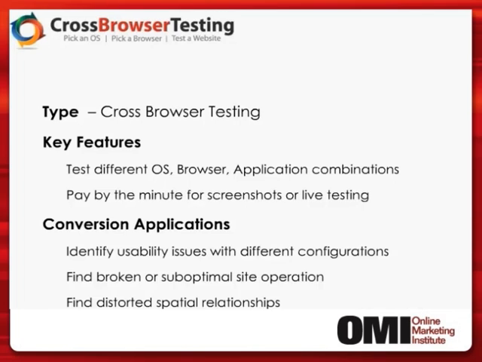And the beauty is you can fire up a machine in any configuration you want and simply pay by the minute to use it. Some terrific conversion applications are to identify usability issues with different configurations and to find broken or at least suboptimal configurations. And you can foresee these. You know what types of browsers and operating systems people are using when coming to your site. And often, if you're talking about different browser resolutions or monitor sizes, it helps you find distorted relationships.